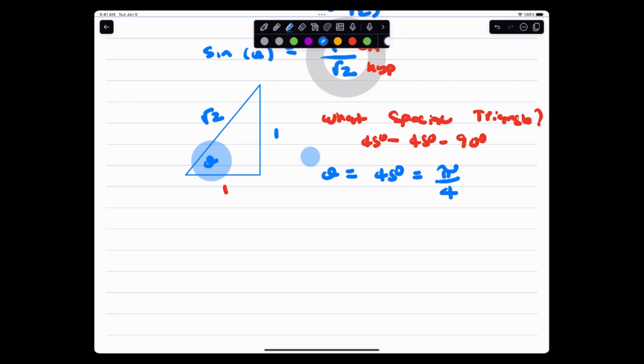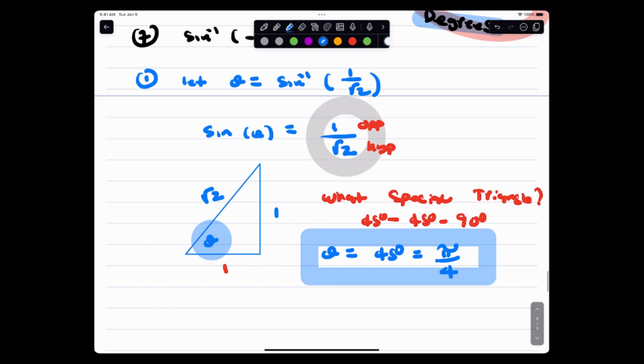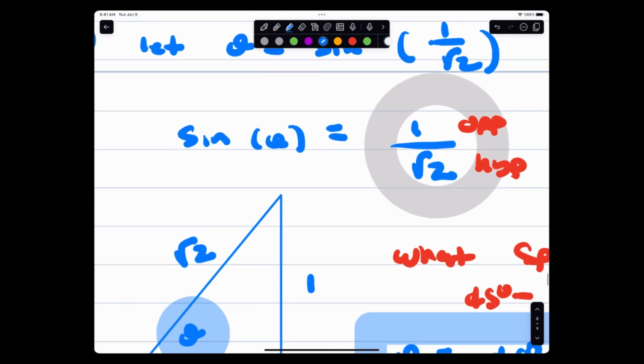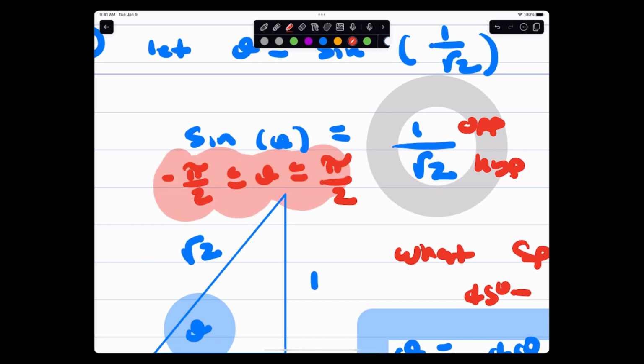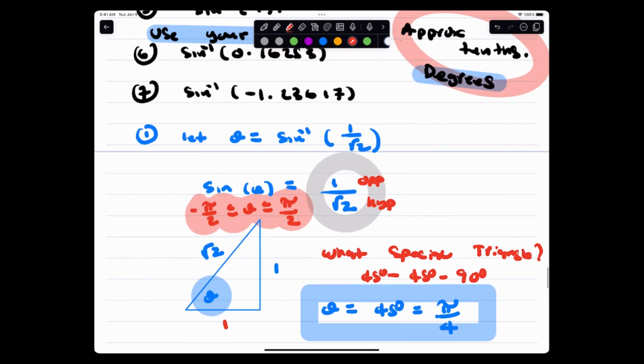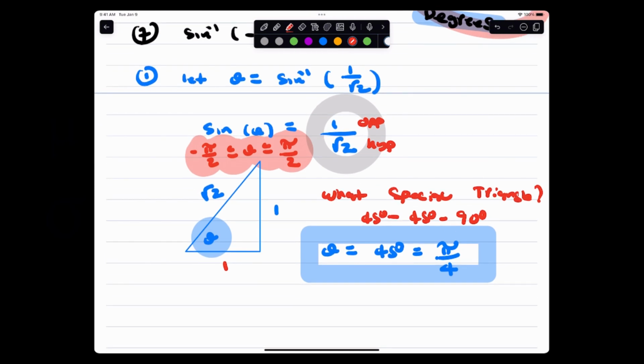Now, here's the deal. Does this kind of make some sense? Let's go back and think about this. Remember, this sine curve is defined over the restricted domain from what? Negative pi over 2 to what? Positive pi over 2. Is that right? Isn't that what this is defined for? Negative pi over 2 to positive pi over 2?